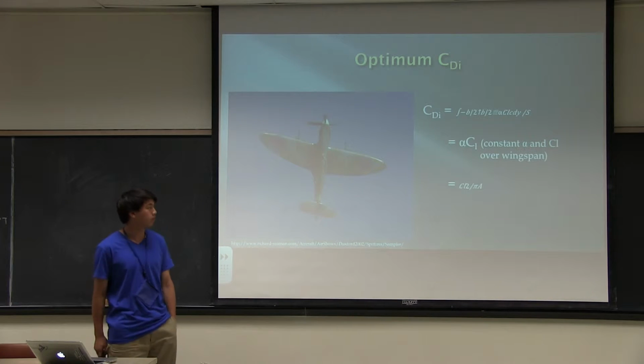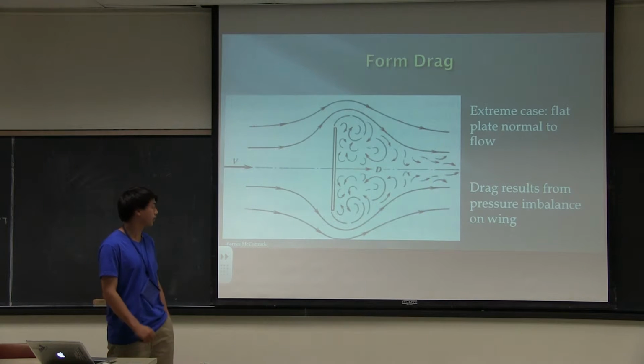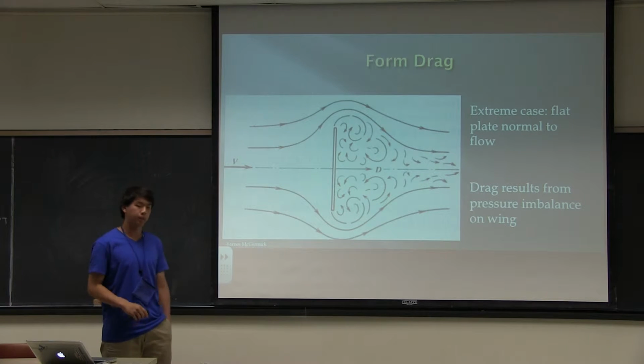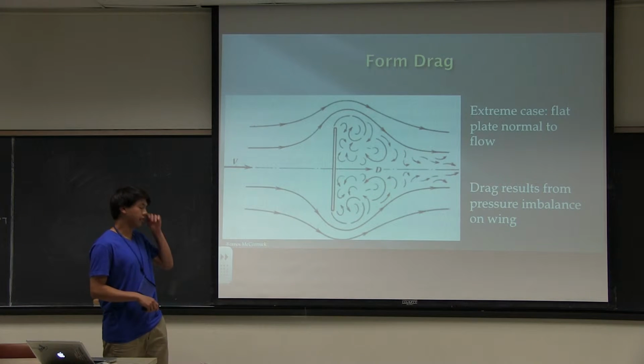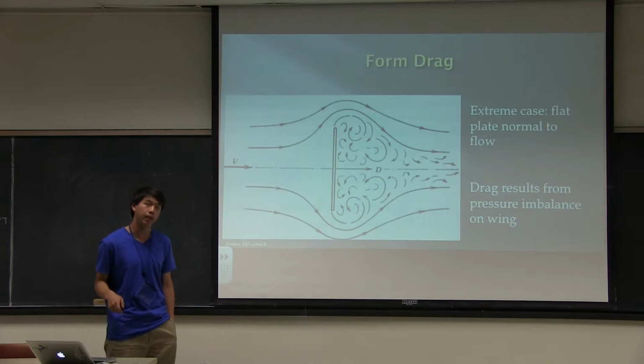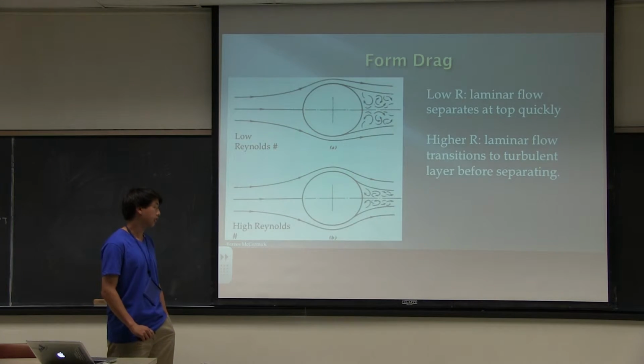Next one is form drag. Here this is an extreme case. You have a flat plate normal to the airflow. In this case, the airflow separates right when it gets to the top. You get a big area of high pressure and unordered flow, and so it creates a lot of drag from pressure imbalance on both sides of the wing.